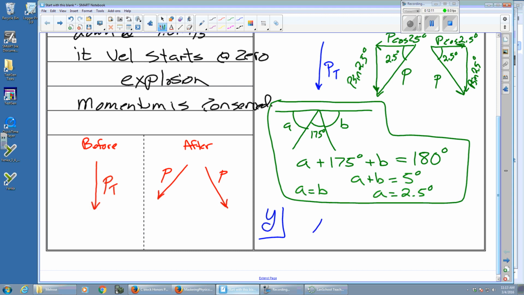Okay, I'm excited. So the momentum before, which is P total, equals the momentum after. P sine 2.5 degrees plus P sine 2.5 degrees. Well, are they both opposite the angle? Yep. So they're both sine. It's good to check that though, right?